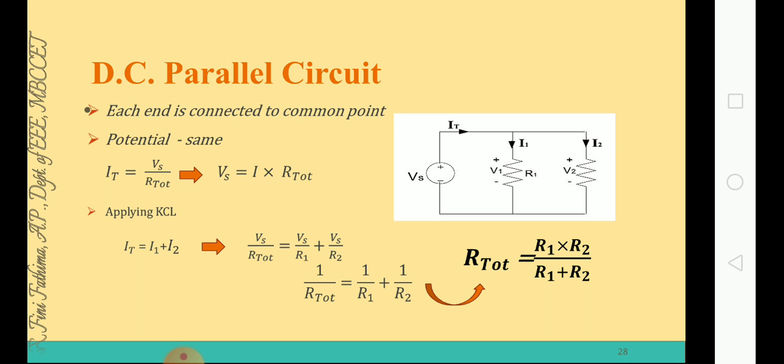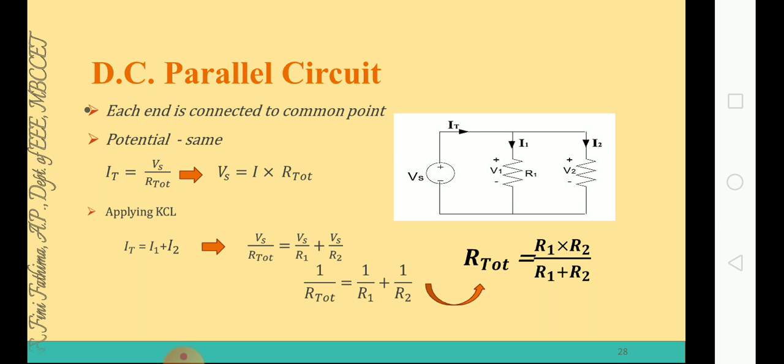Now what is IT? IT is the total current, which we have already studied: IT is equal to Vs divided by R total. What is I1? I1 is the current through resistor R1, so that is V by R1. And I2 is the current through R2, that is V divided by R2. If I rewrite the equation IT is equal to I1 plus I2 in elaborated form, I get Vs divided by R total is equal to Vs divided by R1 plus Vs divided by R2.